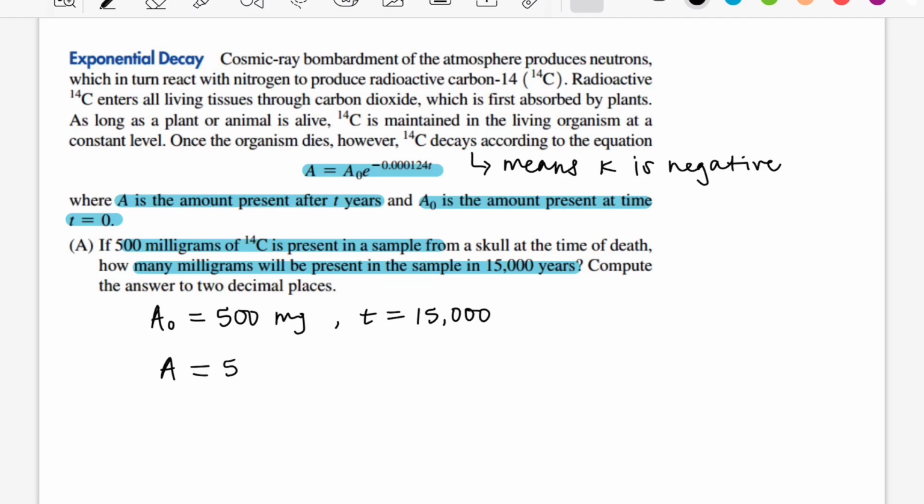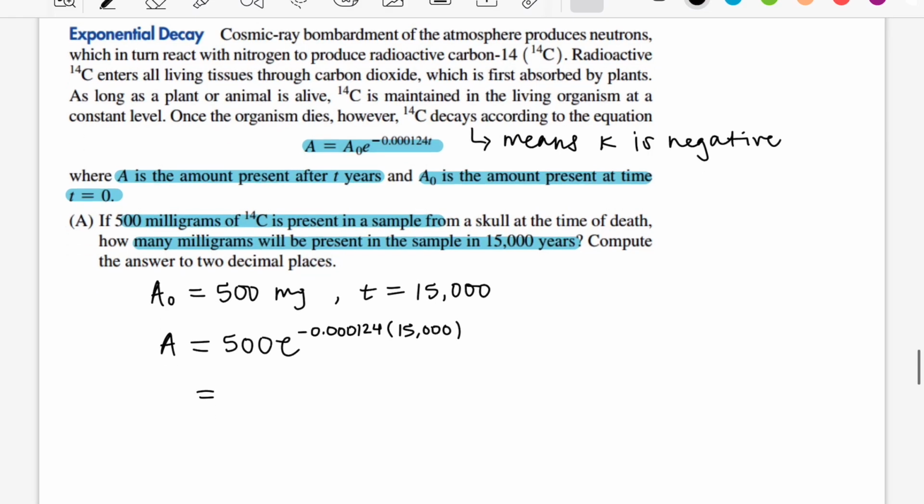So plugging in our A naught, and then our k is this here, and then t is 15,000. And again, using a calculator, we get this is equal to 77.84 milligrams. All right, and that is an example of exponential decay.